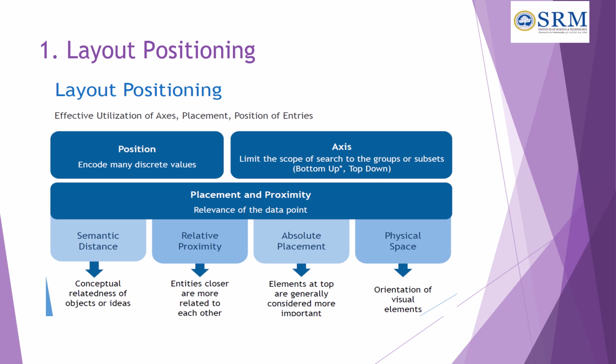The core of the diagram is placement and proximity, which determines the relevance of each data point based on how and where it is placed. This includes semantic distance, how conceptually related objects or ideas are, influencing how intuitively users understand the layout. Relative proximity: the closer elements are to each other, the more closely related they appear. Absolute placement: items placed at the top are typically perceived as more important. Physical space: the direction and orientation of elements can influence user interpretation and navigation.